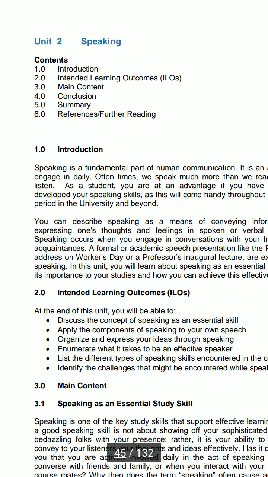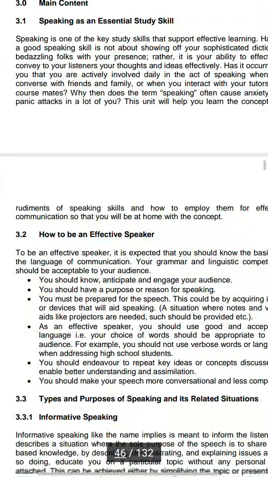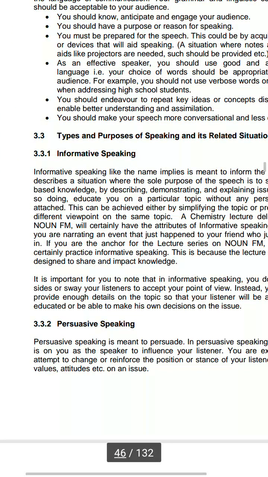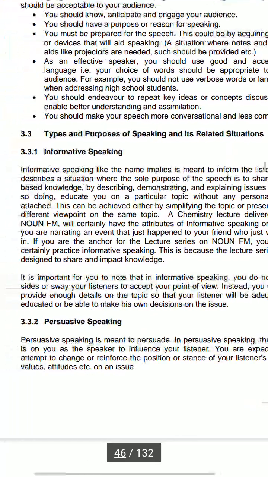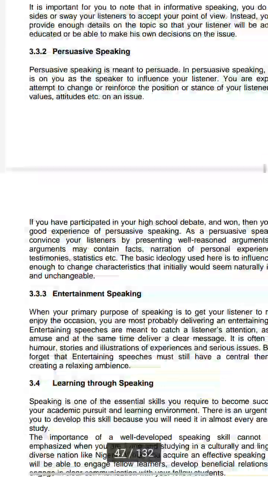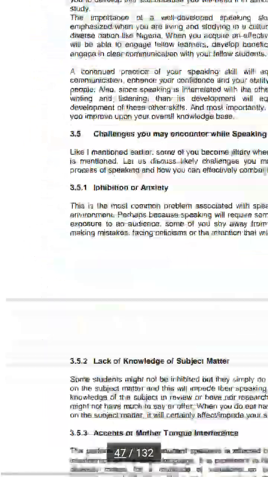Unit 2, speaking. When we talk about speaking, we talk about human communication that involves talking. How to be an effective speaker: for you to be an effective speaker, you need to study hard. You need to improve your vocabulary intensively and extensively. We have types and purposes of speaking: informative speaking, persuasive speaking, entertainment speaking, and learning speaking.